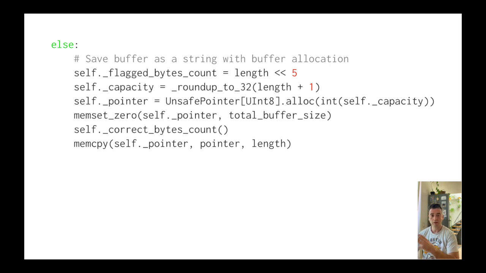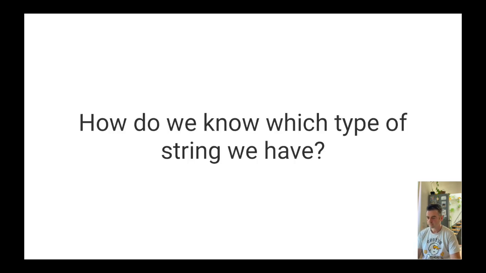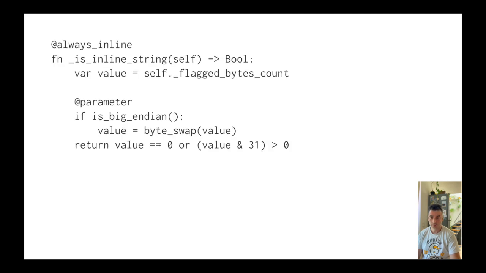So in cases where it's not a small string, we will do a mem copy. Well, we actually do mem copy in both cases, but here we also have an extra memory allocation, and in the previous one we don't have to do it because everything is stored inline. All right, how do we know which type of string we have? Well, in this case, storing the byte count either shifted or not shifted tells us if we have an inline string or not.